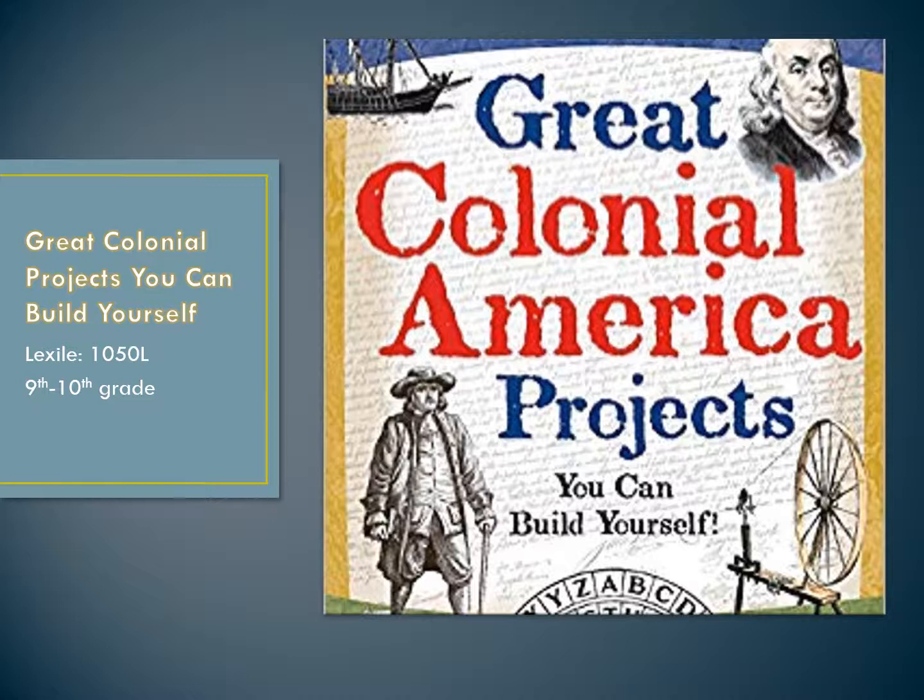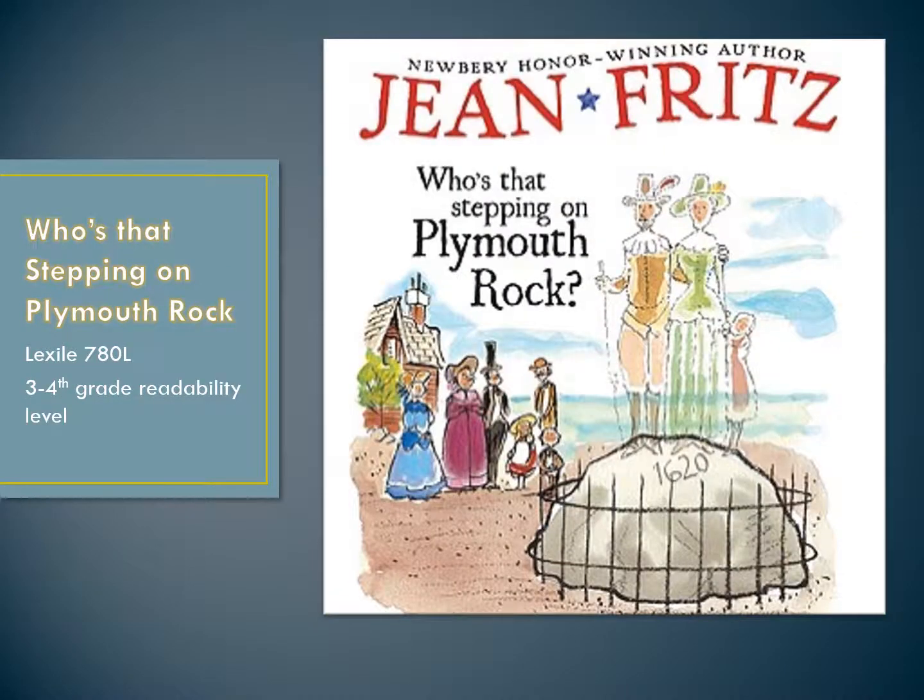So I picked this one because it, of course, had something to do with our text set, but also because students wouldn't be reading it independently. And also it was a book that if students do read above grade level, they could enjoy, and it would challenge them a little. The next book is Who's That Stepping on Plymouth Rock?